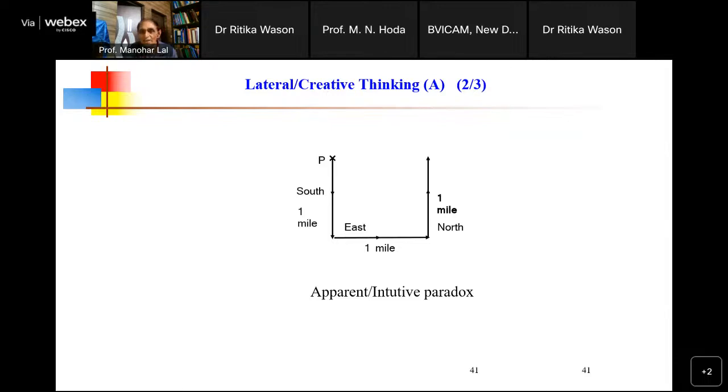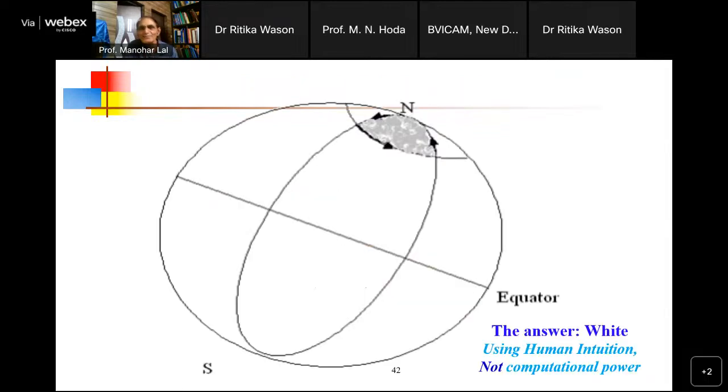Friends, it is human intuition. The problem is given in one of the most famous books. Here you can have that if you are at the North Pole, then first going south, then going east, and then going north, only at the North Pole can you achieve this type of motion. And therefore, you are talking of the bear at the North Pole, where the bears are white. Therefore, the answer is white, but it can't be solved by computer systems. It requires human intervention to solve the problem.